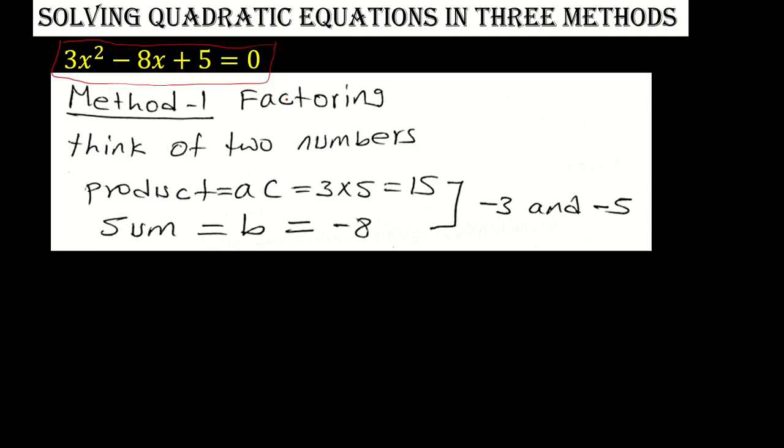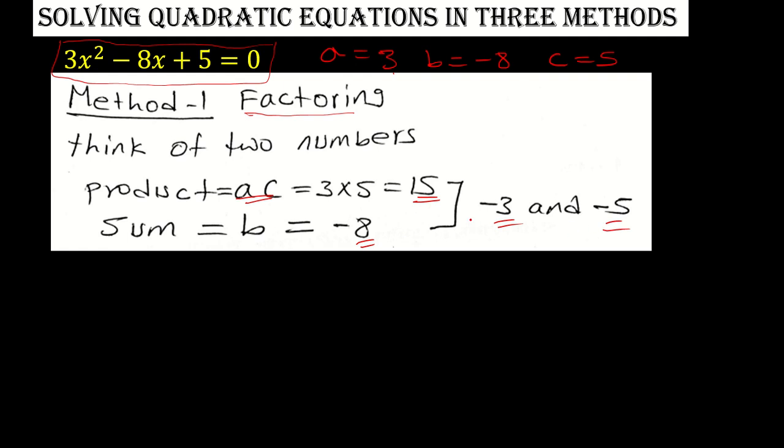The first method is factoring, or factorization, we can say. To apply the factorization method, let's think of two numbers, product AC and sum B. In this quadratic equation, our A is the first term, the leading coefficient, which is 3, and our B is the middle term, negative 8, and C is the constant term, which is 5. So let's think of two numbers, product AC. When I say I have to multiply A times C, which is 3 times 5, that is 15, and the sum is the middle term, that is negative 8. So what are these numbers? Negative 3 and negative 5.